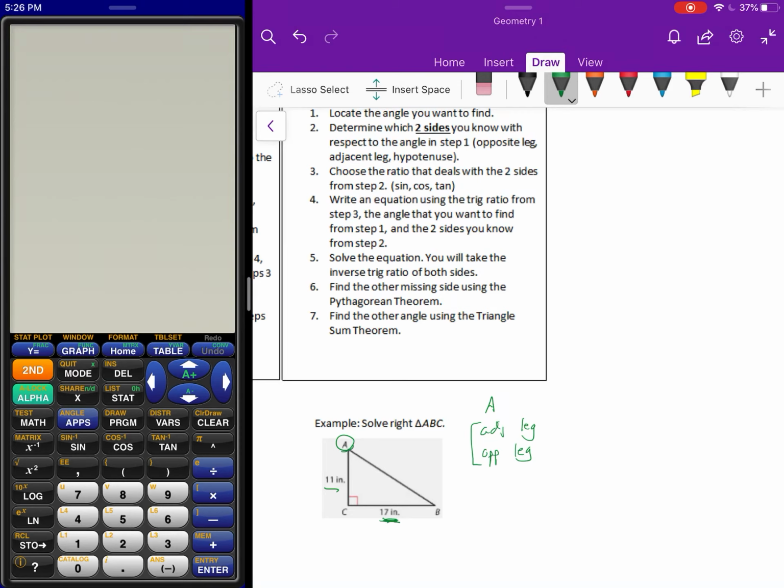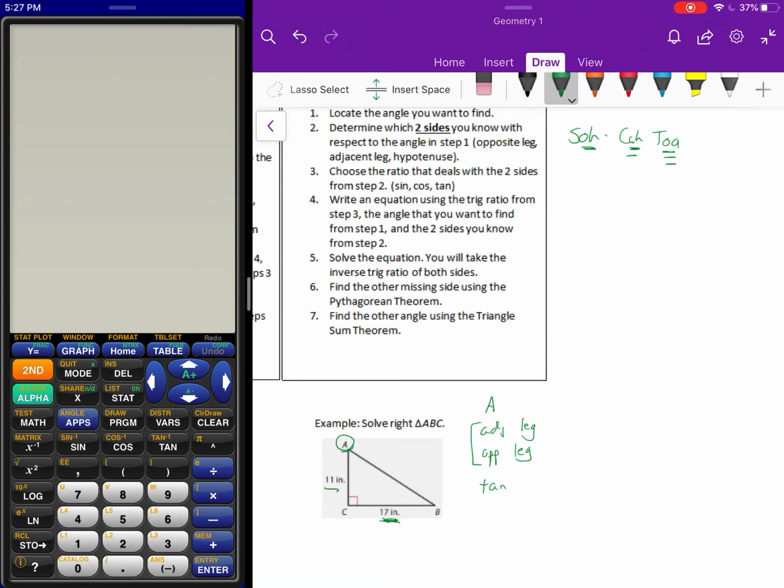So that was step 2, just thinking of those two sides that we had. Sometimes we might know the adjacent leg and the hypotenuse, or the opposite leg and the hypotenuse. But in this case, we knew the adjacent leg and the opposite leg. And so now we're in step 3, choose the ratio that deals with those two sides. So which ratio deals with the adjacent and opposite? Remember SOH CAH TOA. Sine is opposite and hypotenuse. Cosine is adjacent and hypotenuse. Tangent is opposite and adjacent. So we want to use tangent.